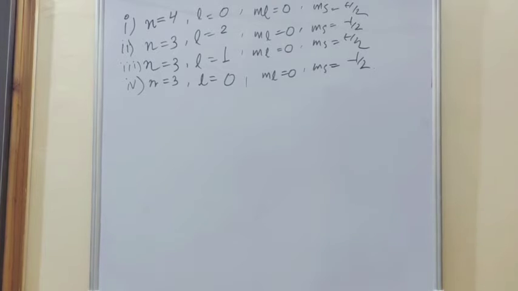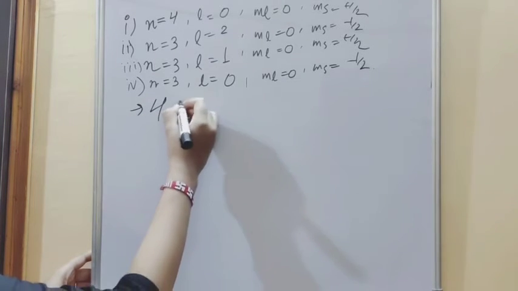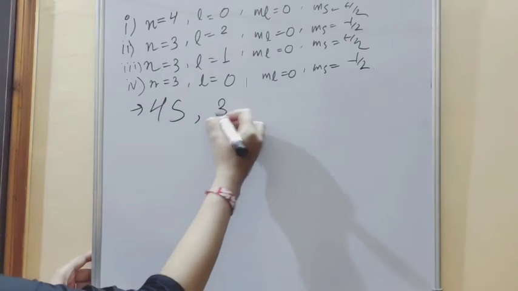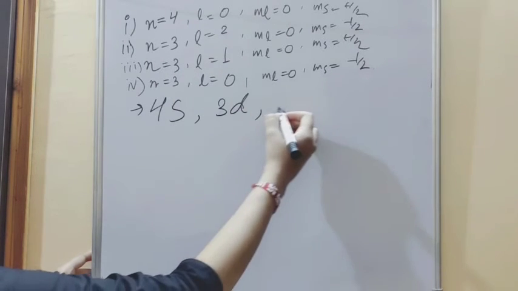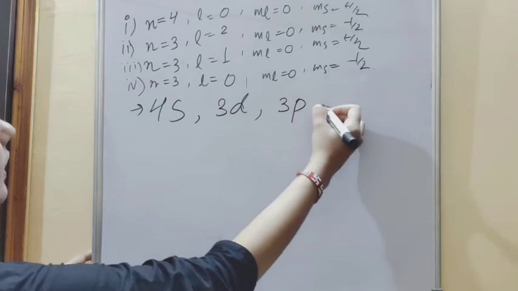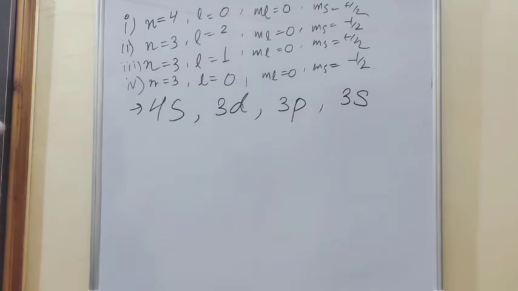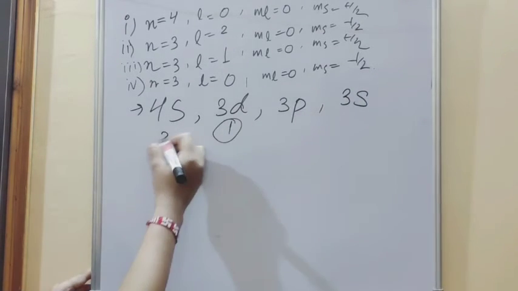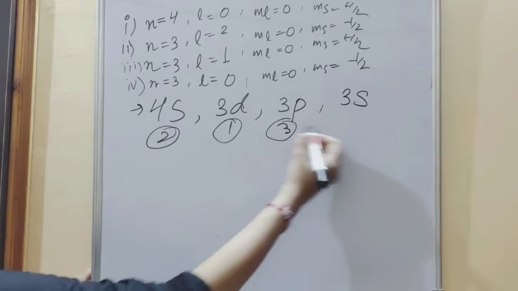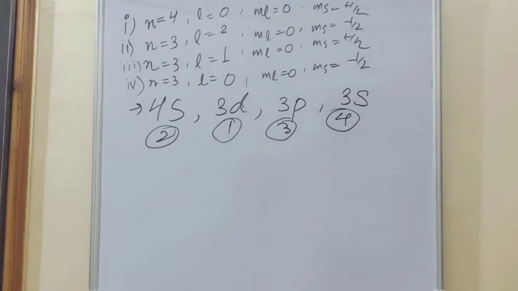Now the next question is, arrange the orbitals represented by the following sets in order of energy. So we have been given all the four quantum numbers. On the basis of this, we have to arrange the orbital energy. So for the first one it is 4s, for the second one it will be 3d, for the third one 3p, and for the last one 3s. On the basis of decreasing order, the first one is 3d, the second one is this, the third one is this, and the fourth one is this.